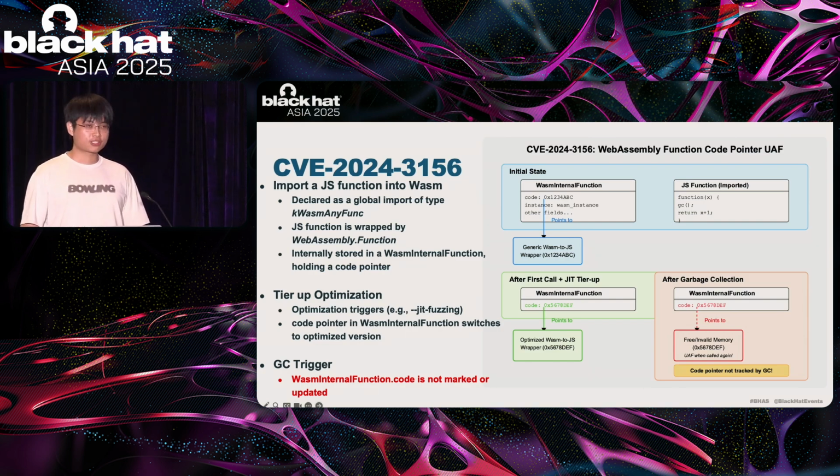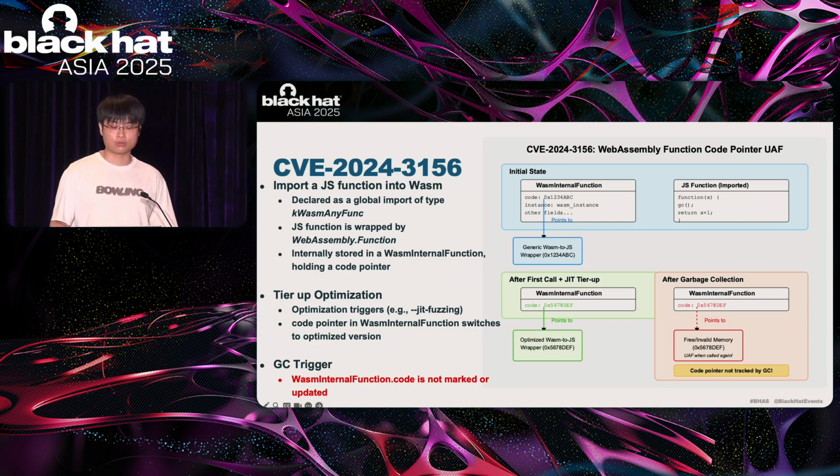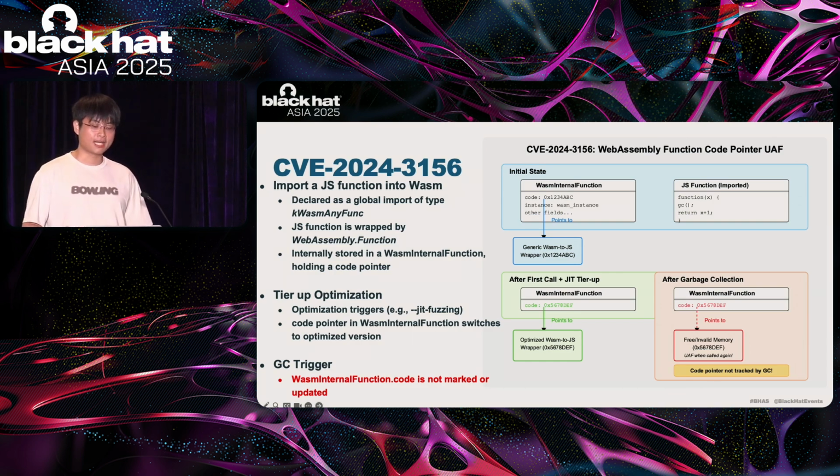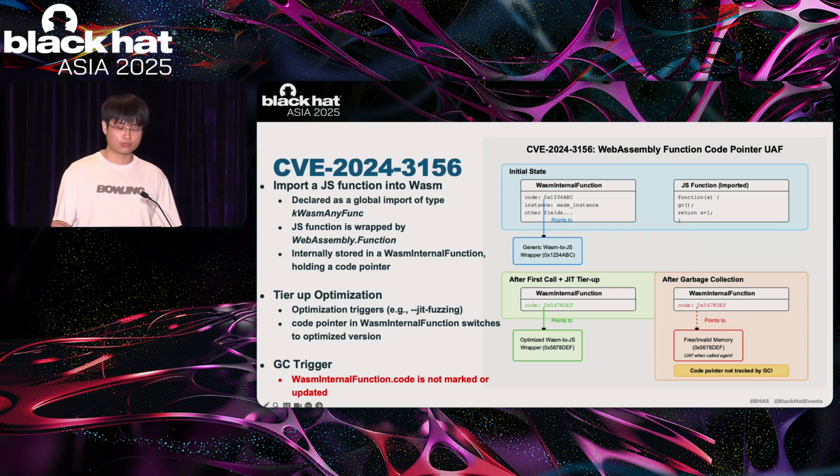When a JavaScript function that triggers garbage collection is imported into WebAssembly using a WebAssembly function, V8 initially handles the call through a general Wasm2JS built-in function, ensuring that the basic functionality works correctly. However, if JIT or similar optimization flags are enabled, V8 may trigger its tier-up mechanism during execution, recompiling and optimizing the function. This process updates the Wasm internal function code field to point to the newly optimized Wasm2JS wrapper.